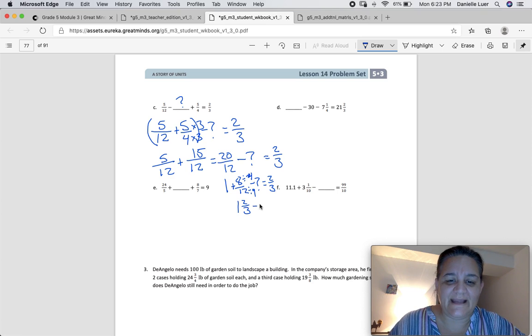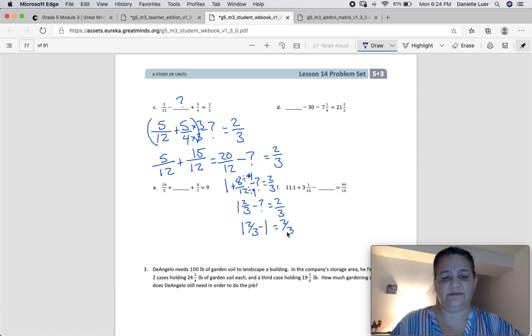2/3 minus something equals 2/3. Well, what do you think that's going to be? 1 and 2/3 minus 1 equals 2/3. So what's my answer here? My answer is 1. I know we're supposed to be making these problems easier, but sometimes it's just about strategy. It's not always the easiest.